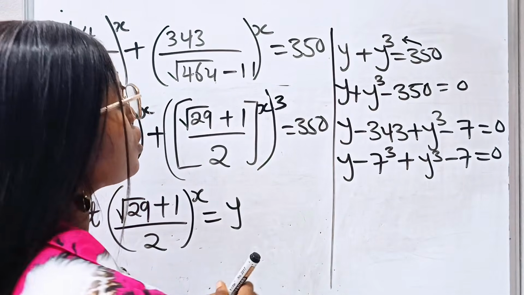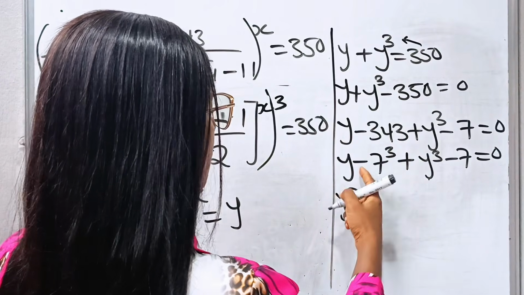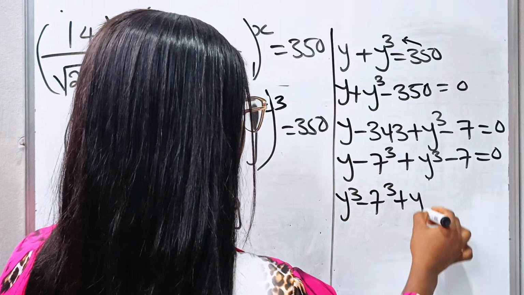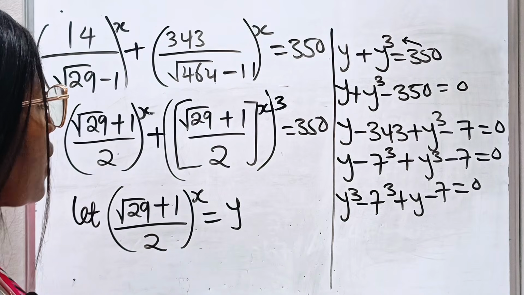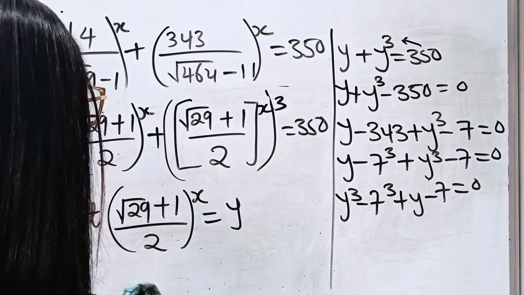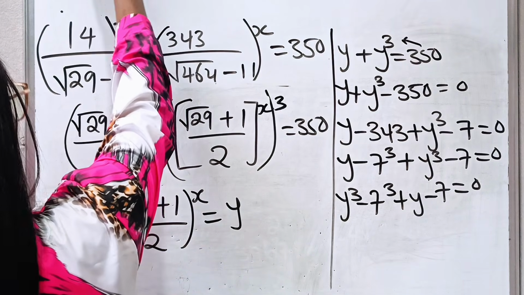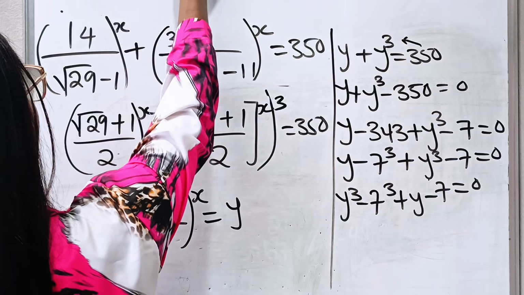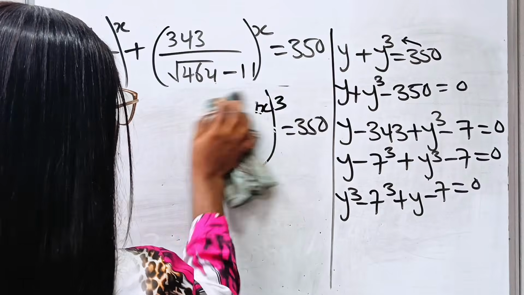So if I rearrange, I will have y to the power of 3 minus 7 to the power of 3, then plus y minus 7 equals 0. Now recall that I want you to remember this, so I will write it somewhere so that I can clean this. Square root of 29 plus 1 over 2 raised to the power of x equals y. Alright, so I can now clean this because I need this space.